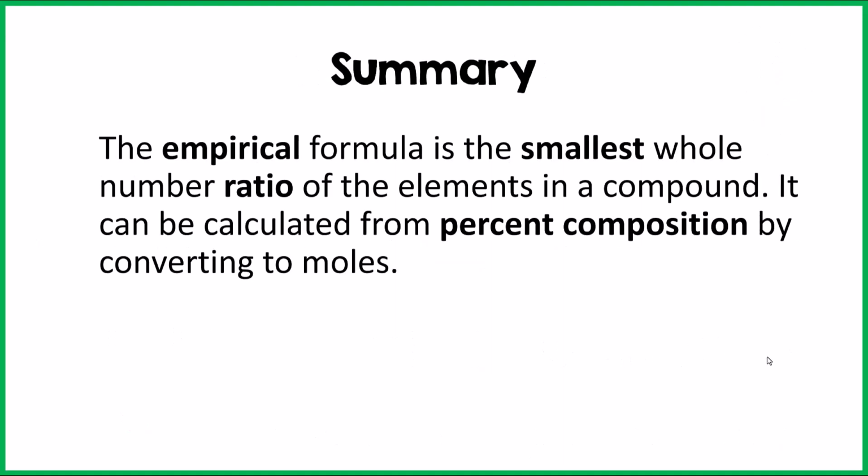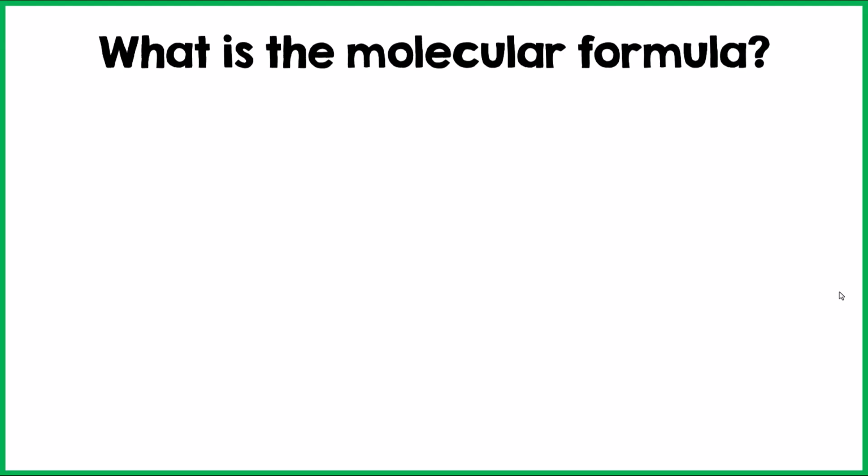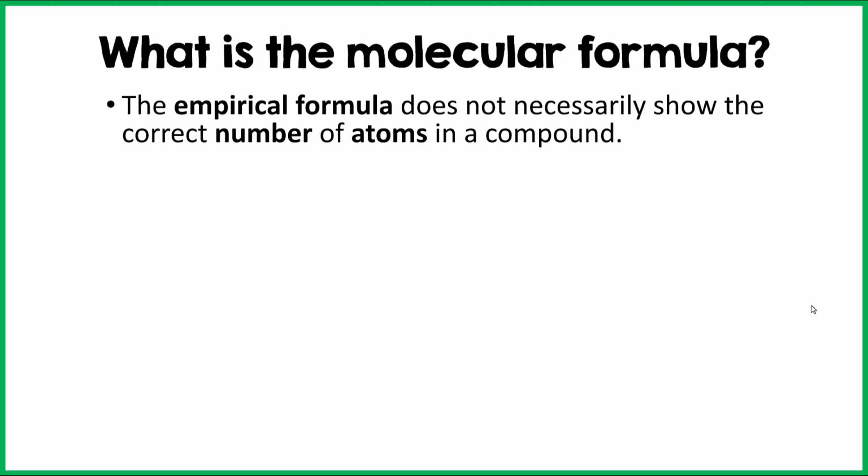In summary, the empirical formula is the smallest whole number ratio of the elements in a compound. It can be calculated from percent composition by converting to moles. So what is the molecular formula? As I mentioned, the empirical formula does not necessarily show the correct number of atoms in a compound. It gives us the ratio of atoms, but it doesn't necessarily show us the exact number of atoms.